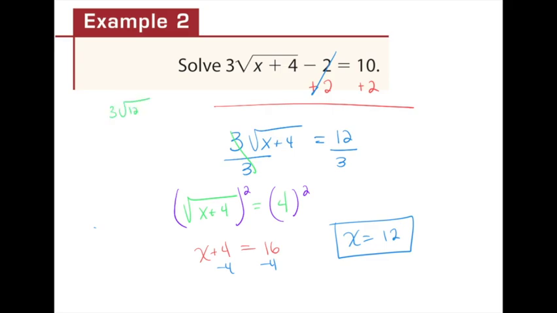You want to say, well, that's 12 plus 4 minus 2 equals 10. 12 plus 4 is 16. 3 squared is 16 minus 2 equals 10. Square root of 16 is 4. 3 times 4 minus 2 equals 10. That's true. 12 minus 2 equals 10. So you do want to double check and make sure that you haven't created a problem with your answer when you get something like this.